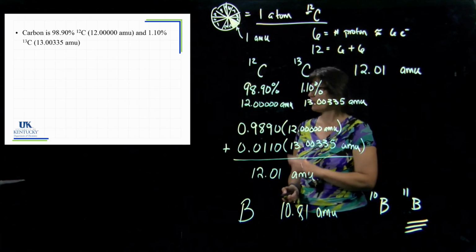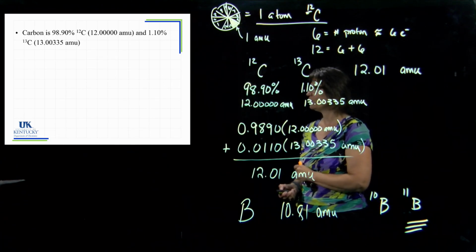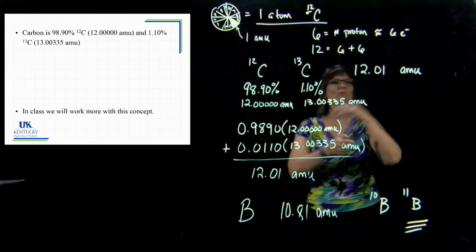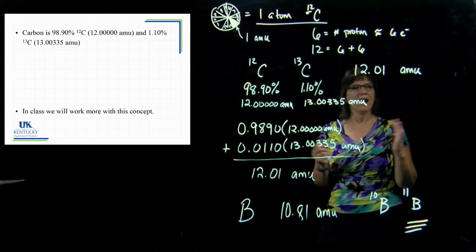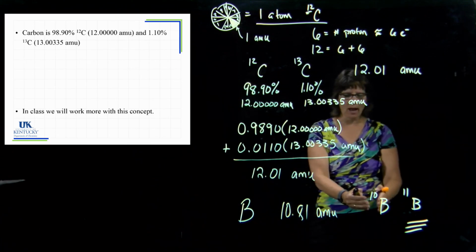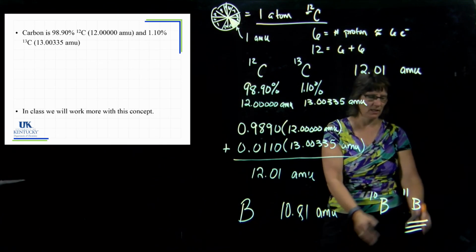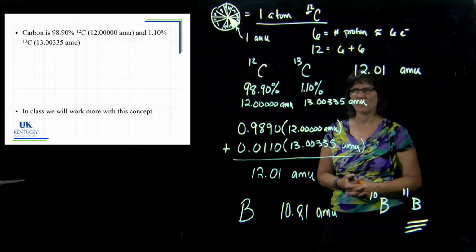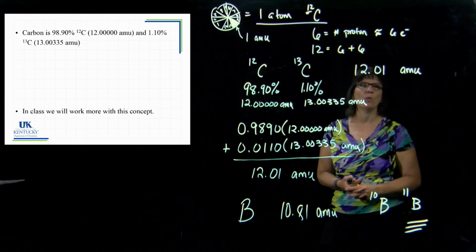Let me see if there's anything else I want to discuss before our next class. Nope. In class we're going to just be working with this concept more and maybe do it in reverse. If we knew this, could we figure out what percentage of it is boron-10 and what percentage of it is boron-11? Those are the kinds of problems we should be able to do with a weighted average.